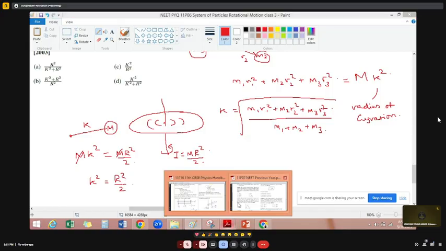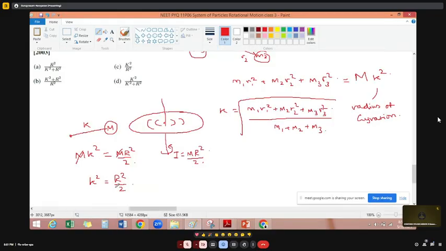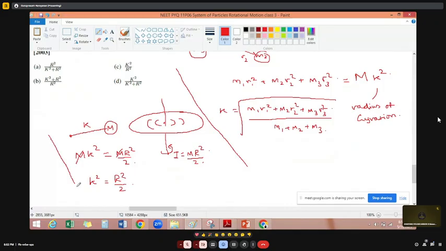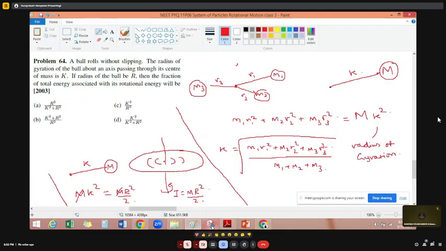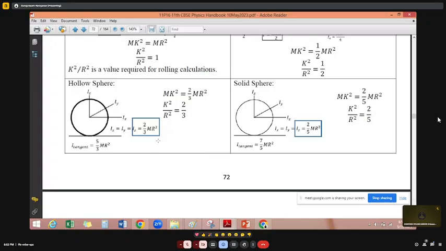Let me see if that is correct. Yes, mk squared is equal to half mr squared, so k squared by r squared is 1 by 2. That's what I have written here also. You may ask, they said it is a ball, so why are you talking about a disk, sir? I'm just giving you an introduction to what radius of gyration is and how to apply it for different elements. If you know how to apply it for a circular disk, you should know how to apply it for a sphere. This is a hollow sphere and this is a solid sphere. Mk squared is equal to the moment of inertia, so I can cancel the m, and k squared by r squared is 2 by 3 for the hollow sphere. For the solid sphere, k squared by r squared is 2 by 5.